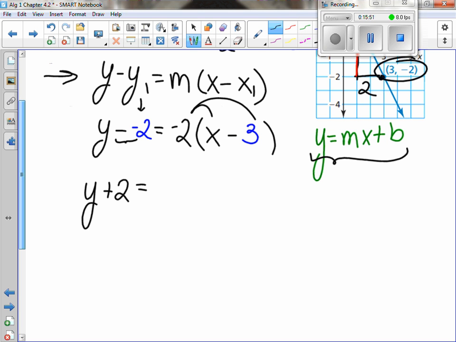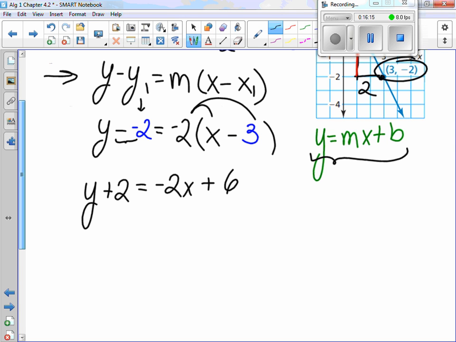Now, negative 2 times x is going to be negative 2x. Negative 2 times negative 3. A negative and a negative would make a positive. 2 times 3 would be 6. Any questions on this here so far? Any questions on anything we've done so far?